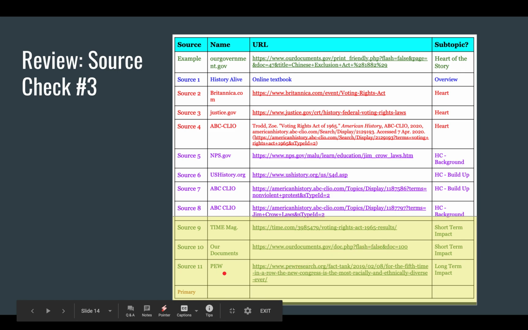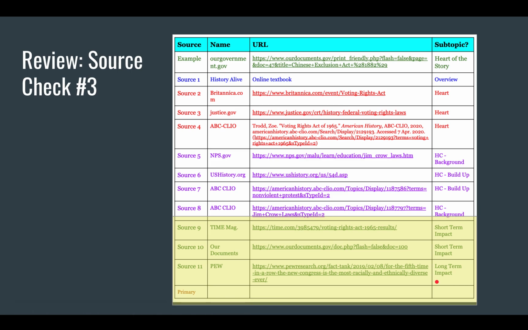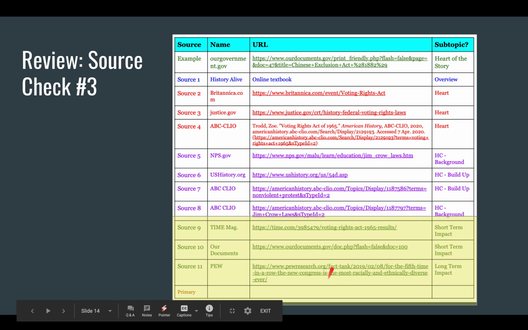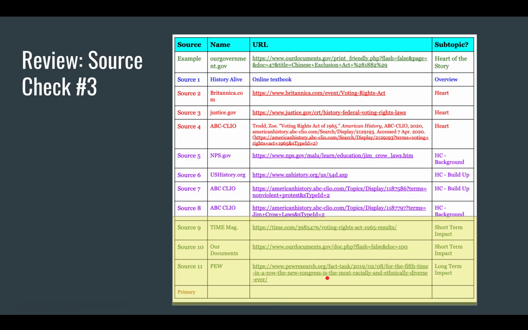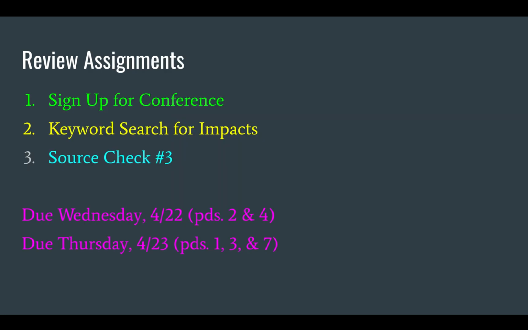And then Pew is a site that does a lot of research and then shows the statistics of that research. And I'm using that for my long-term impact, which is the amount of diversity that is in Congress versus maybe before the 1965 Voting Rights Act. So these are my 3 new sources. Remember, you can find 4 if that's more suitable for you. I wouldn't go beyond that, though.